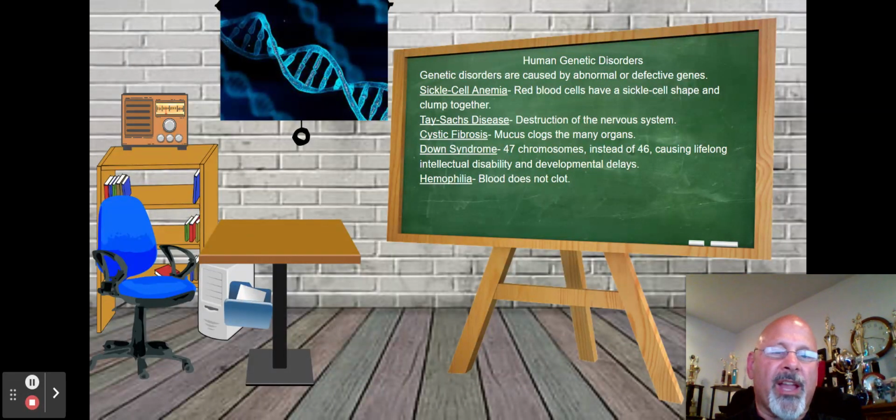We want to look real quick at a few of the genetic disorders. First one is sickle cell anemia. Red blood cells have a sickle shape and clump together. Tay-Sachs disease is the destruction of the nervous system. Cystic fibrosis, mucus clogs many of the organs. Down syndrome, 47 chromosomes instead of 46, causing lifelong intellectual disabilities and developmental delays. And then hemophilia, the blood does not clot.